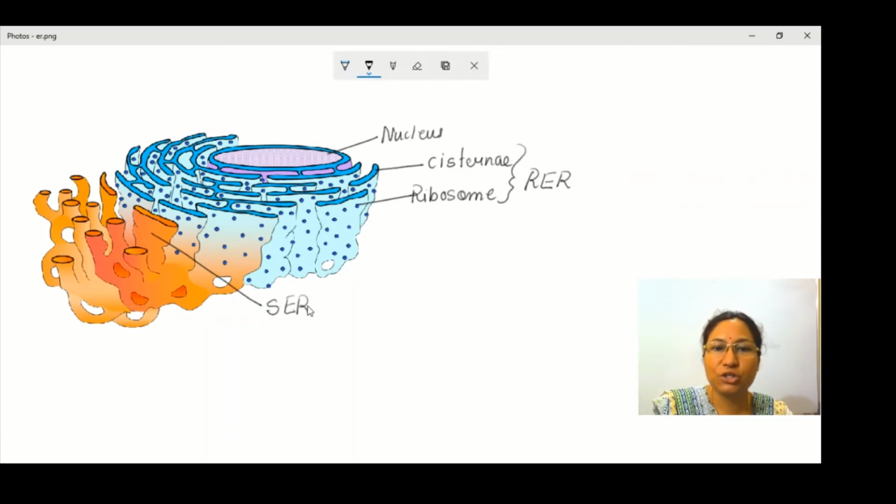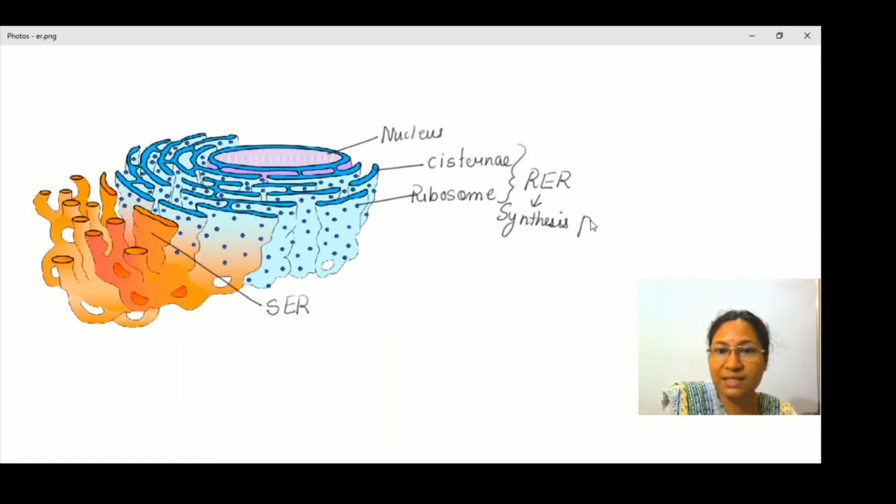Now, what is the function of rough endoplasmic reticulum? The rough endoplasmic reticulum's function is to synthesize protein. Because of the ribosomes, it will synthesize proteins. Ribosomes are called the protein factories.